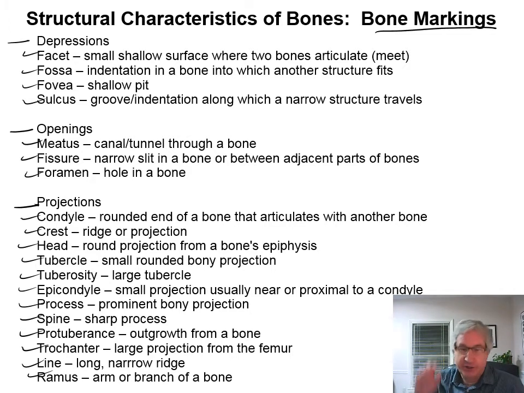Trochanter is a large projection from the femur. It's a specialized name for two projections off near the head of the femur, which is the proximal end near the hip. There's the greater trochanter and the lesser trochanter. We're going to talk about those. We'll get to the appendicular skeleton. Then the line is a long, narrow ridge, and then there's a ramus, which is a branch of a bone.